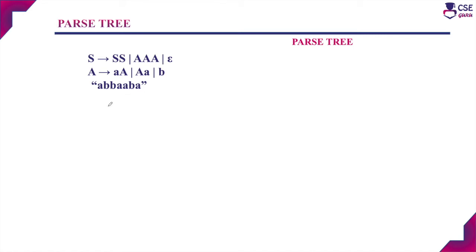Next, we will construct the parse tree for the string. A parse tree always starts with the start symbol of the grammar, that is S. The start symbol represents the root of the parse tree. First we will apply the production rule S derives A. If you are checking the input string, we need to derive a, so we choose the non-terminal A and apply the production rule A derives AA.